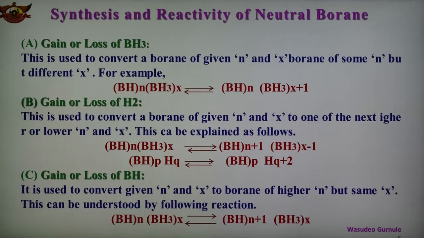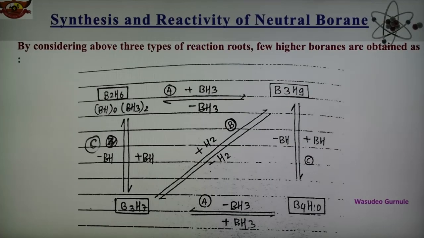Third is a gain or loss of BH. So different routes are there for the synthesis of higher neutral boranes. By considering these three types of reaction routes, some examples of how higher boranes are obtained are shown in this slide.